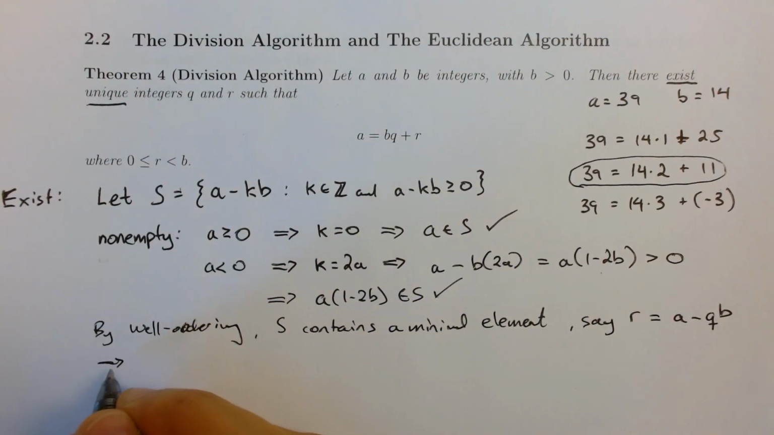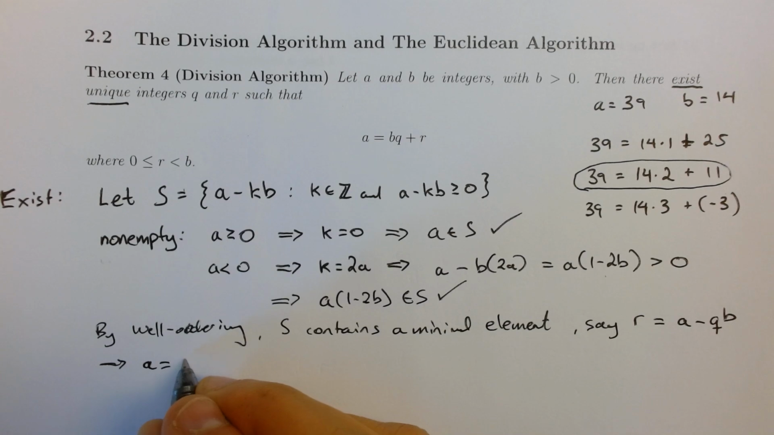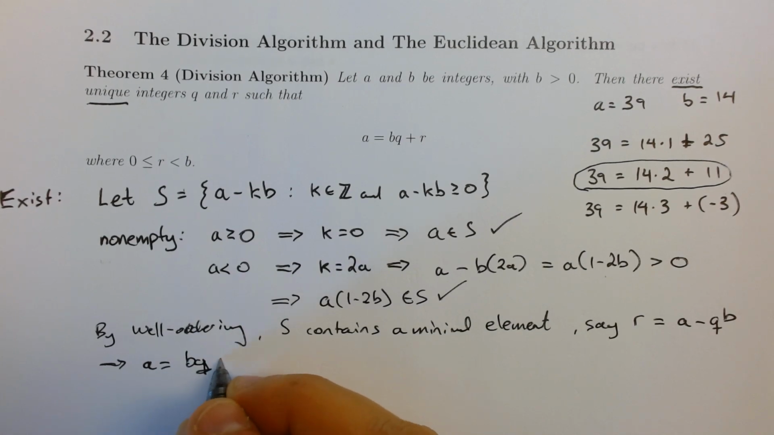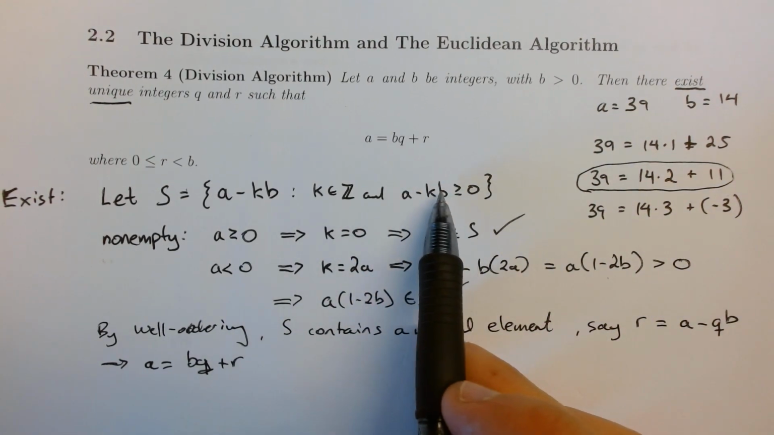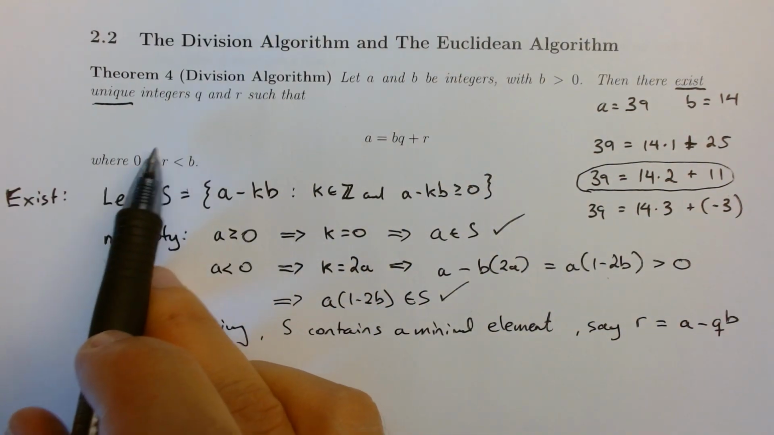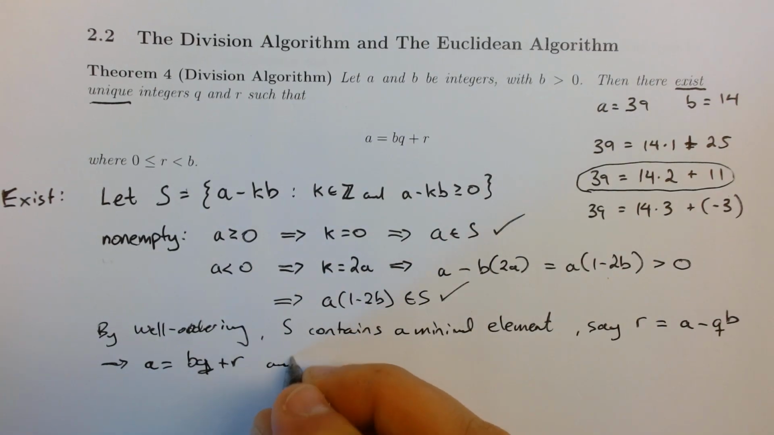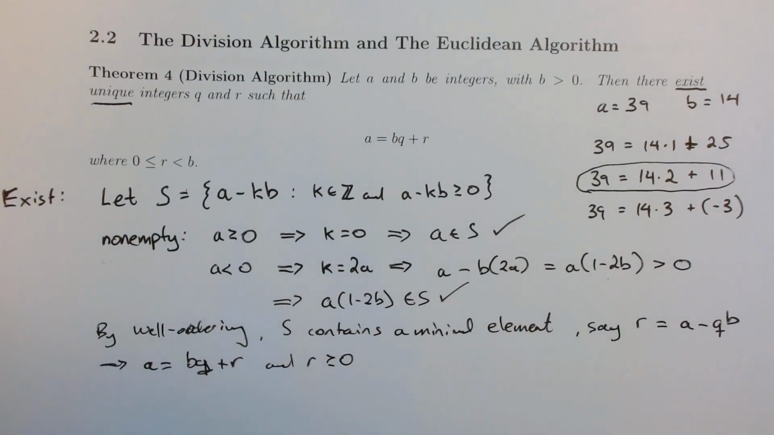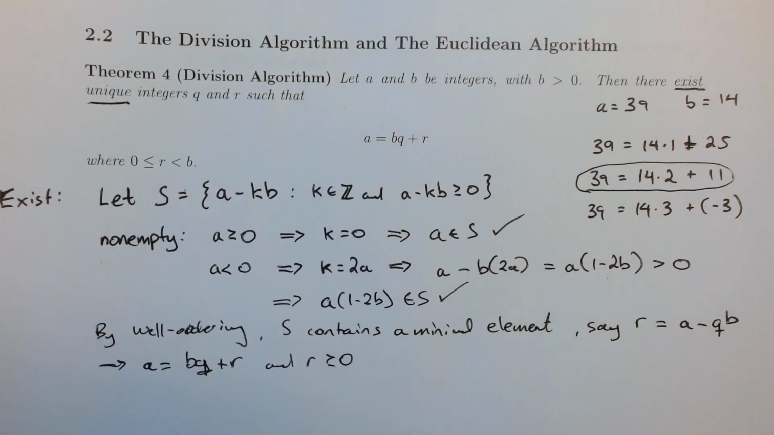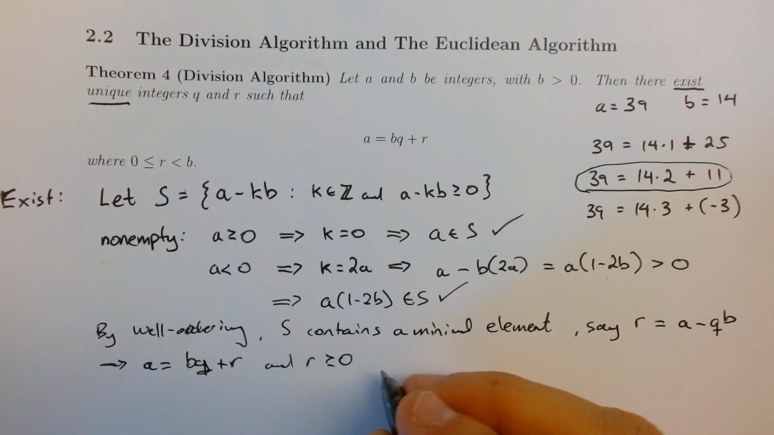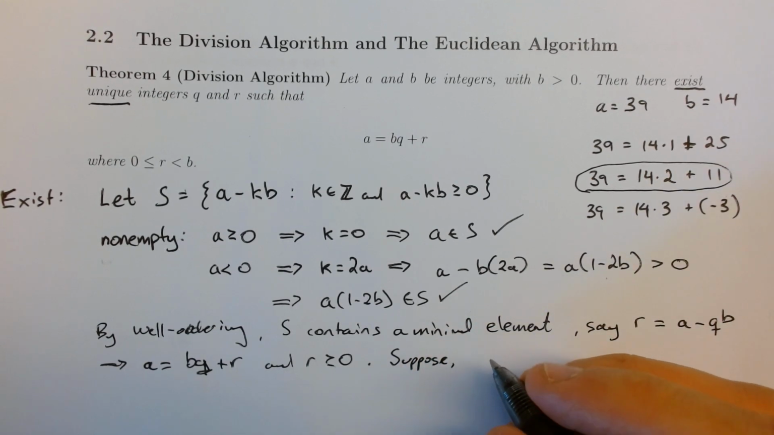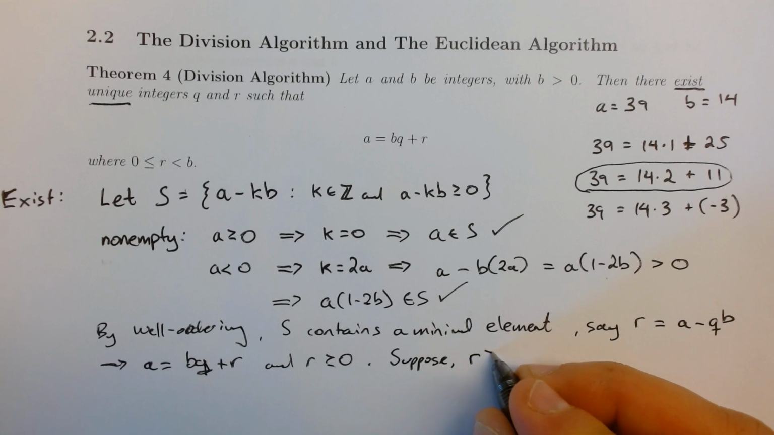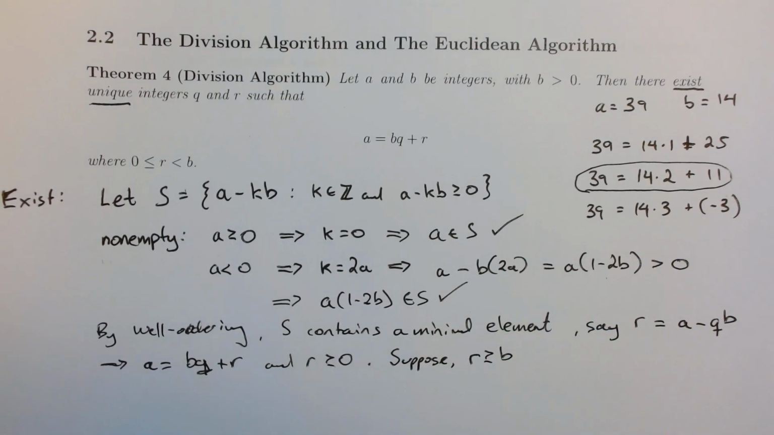So this implies that A is BQ plus R. And we know R belongs to this set, so it is greater than or equal to 0. That's one part that we wanted. What we don't know yet is that we need R to be less than B. So suppose, for the sake of contradiction, that R were greater than or equal to B. That's certainly still possible, but let's rule it out.